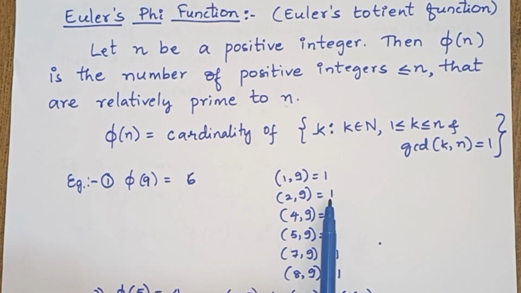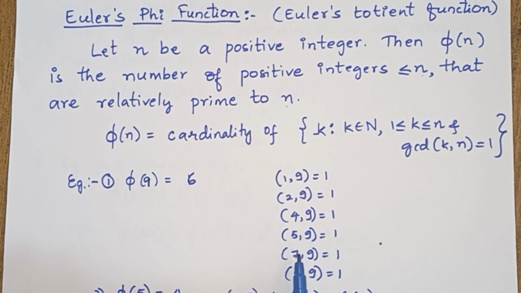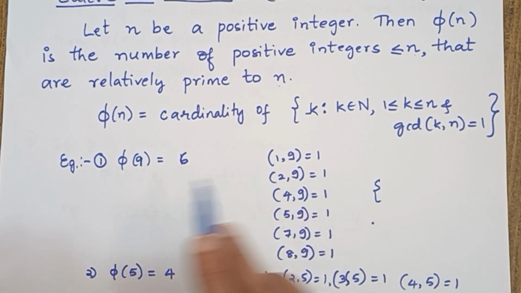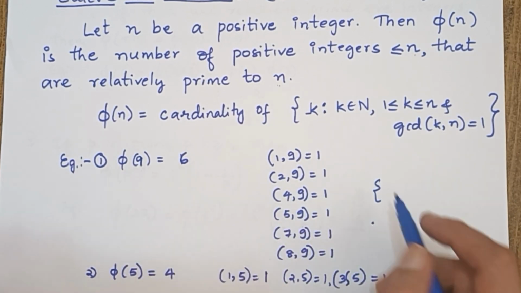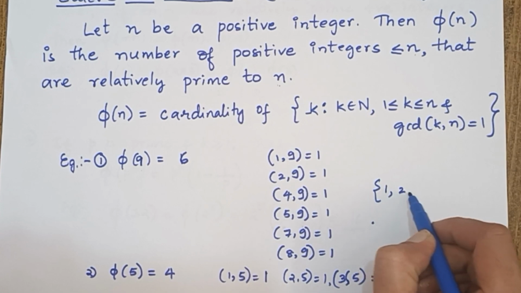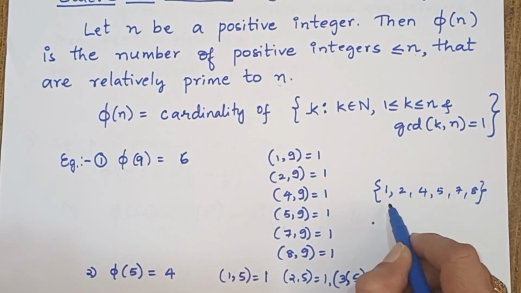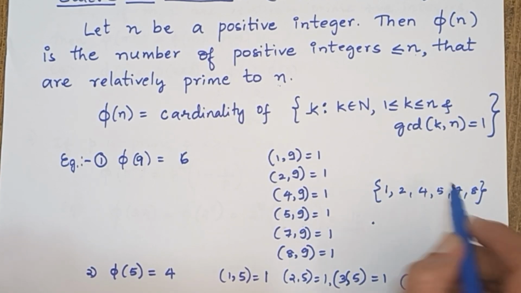Hence, GCD of 2, 9 is 1. GCD of 4, 9 is also 1. GCD of 5, 9 is also 1. GCD of 7, 9 is 1. GCD of 8, 9 is 1. Therefore, when you form the set of integers relatively prime to 9, it is 1, 2, 4, 5, 7, 8. These integers are relatively prime to 9.